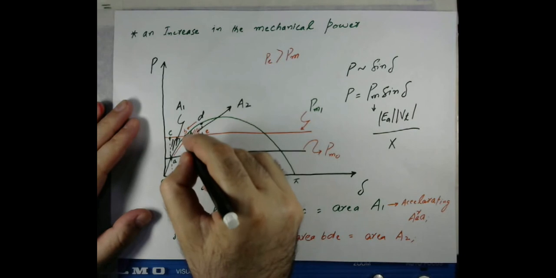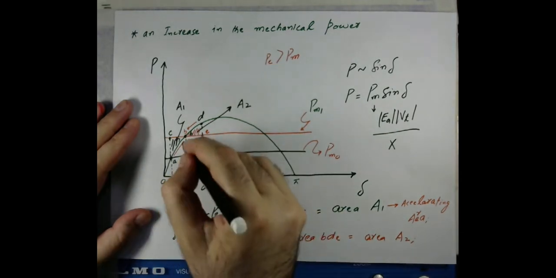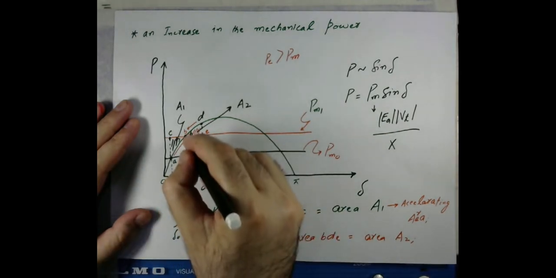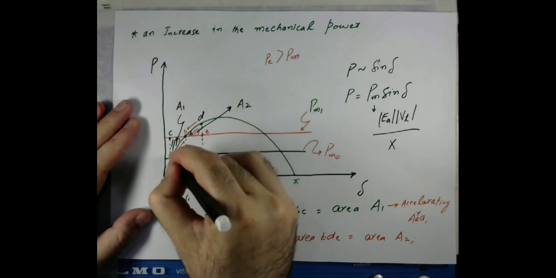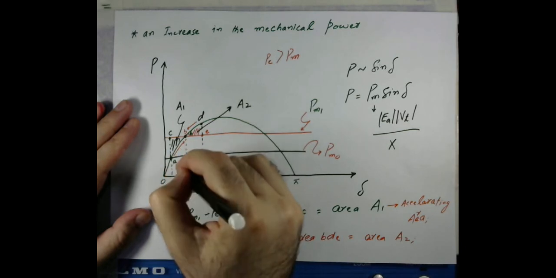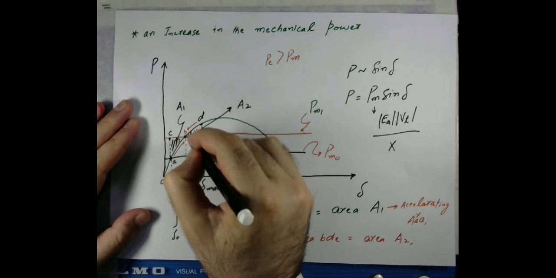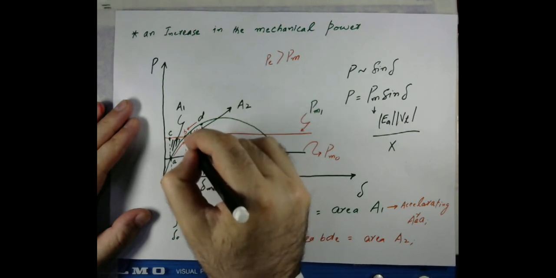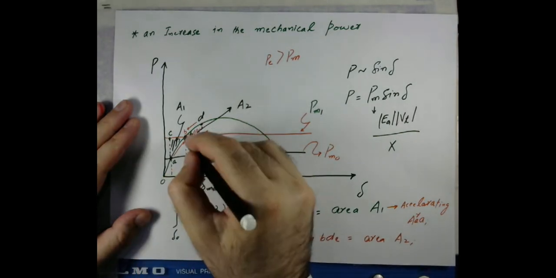But now at point B, we will have the synchronous speed. But due to the inertia, it will still move in this direction until it reaches point A. So now it will move back to this point. Now at this point, we have angle delta 1, but now the speed of the machine will not be synchronous.